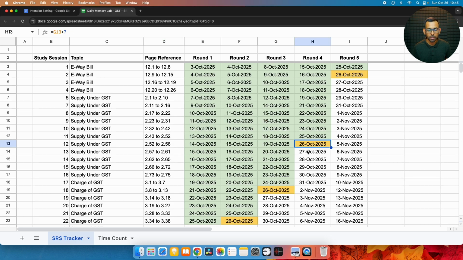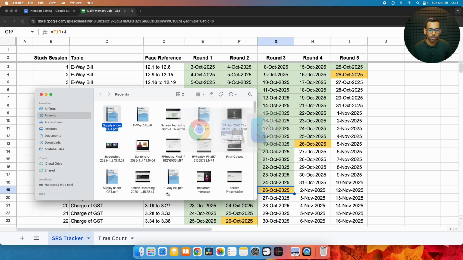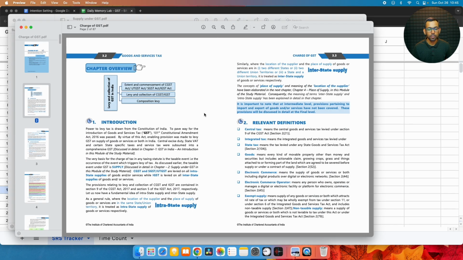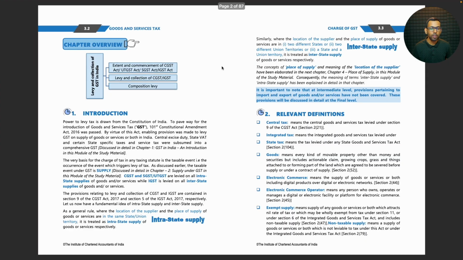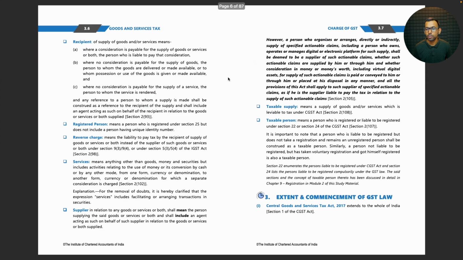This is also complete. Now let us go to the third target, which is round 3 of page number 3.8 to 3.13. Charge of GST. 3.8 to 3.13. Extent and commencement of GST law.